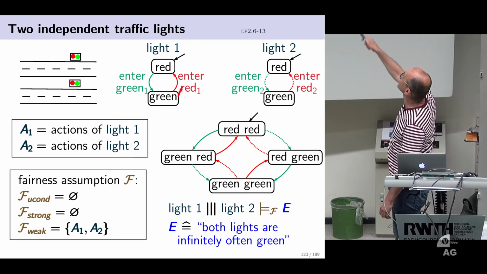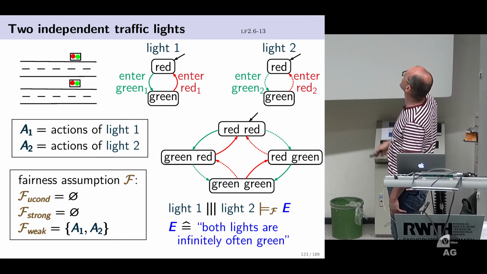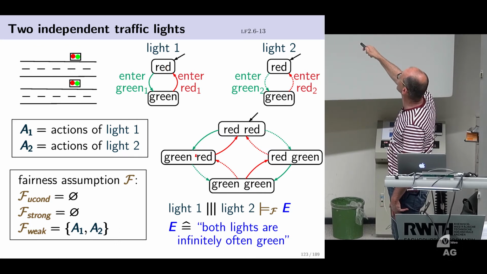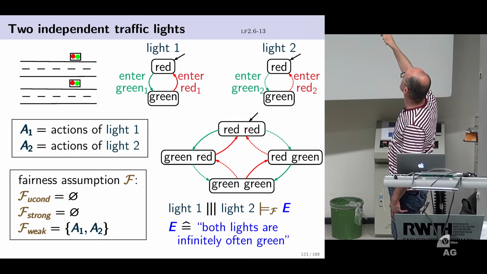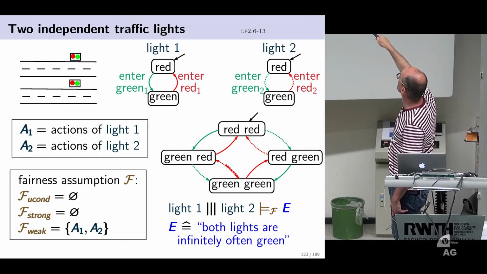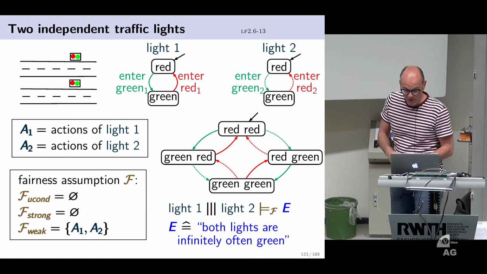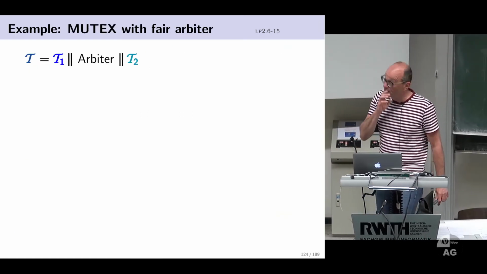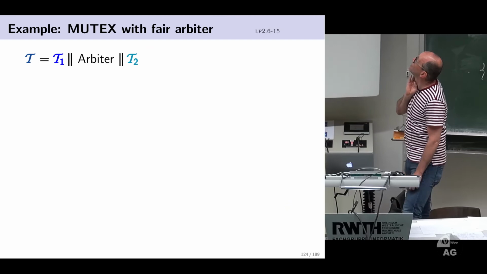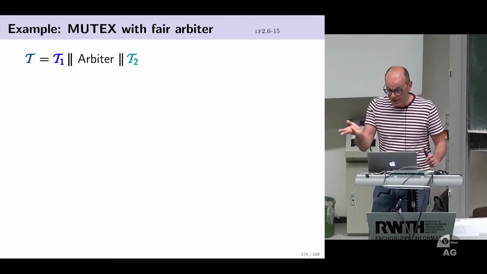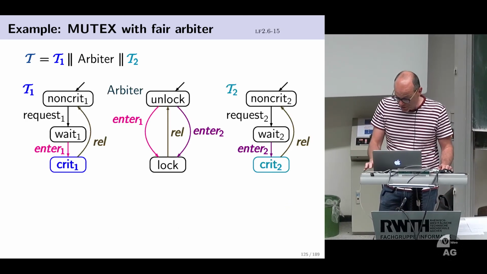Well, not green, I mean, there is a transition of light 1, because I can move here with light 1, or I can move there with light 1. Here I can take a transition with light 1, there I can take a transition from my light 1. But you never take this, and therefore this then holds. The mutex with the fair arbiter, the second example I used, this was the example.